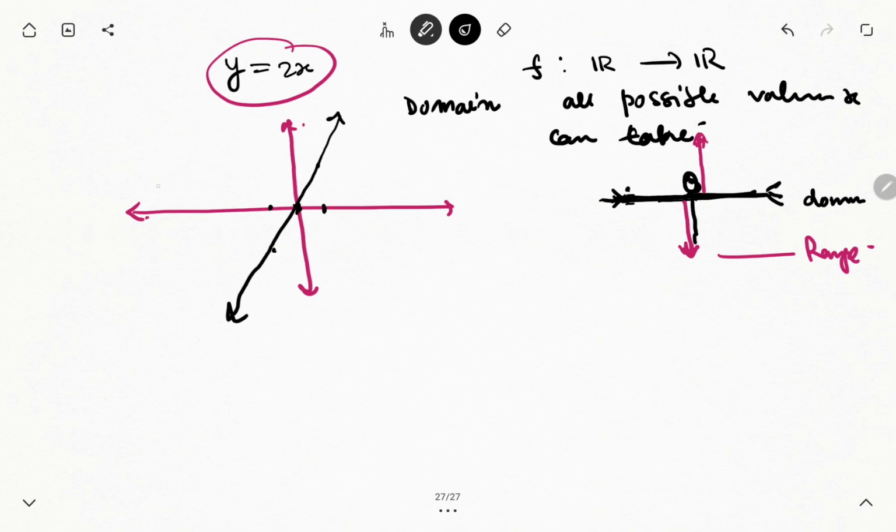The function is one-one. Why? Draw a line parallel to the x-axis. It intersects at only one point. Is it onto? Yes, it is onto. Why? This is your x value. It can take minus infinity to plus infinity, all the values of x it can take. There is no harm, the function is not invalid anywhere, right? And for y, it is taking the minus infinity value and the plus infinity value.